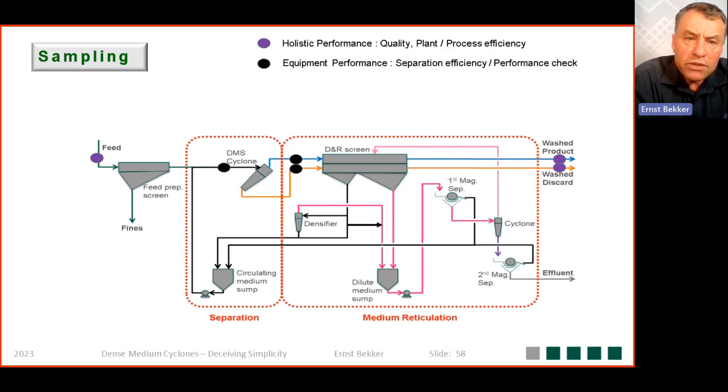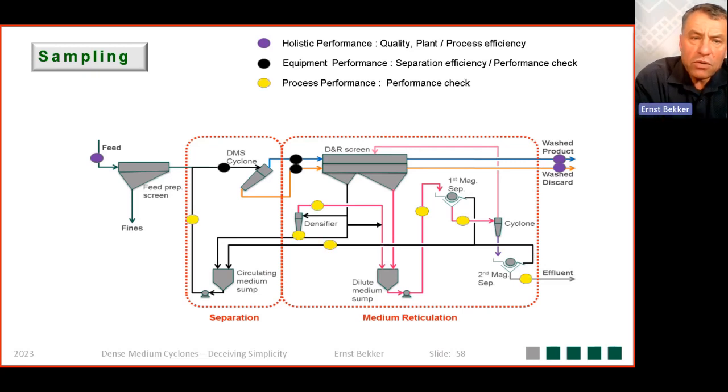Just take note in this section that the sampling frequency, or the sampling time period, needs to be as short as possible. If you do your evaluation around the dense medium cyclone over a long period and there are fluctuations within the process, you may get a distorted picture and you're not sampling the cyclone efficiency anymore, you're sampling the process efficiency.